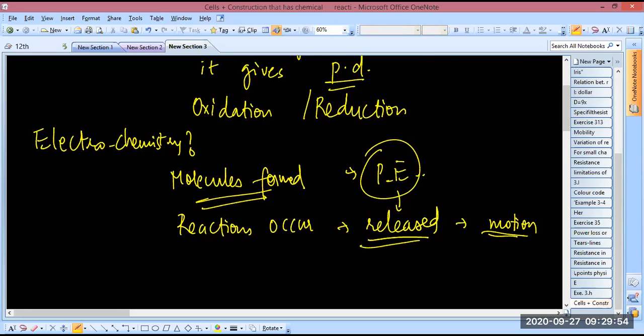The molecule's potential energy, I repeat, the molecule's potential energy, which is in the chemical form, is converted into electrical potential energy. I repeat, the molecule's potential energy, which is due to the atoms in the molecules, the atoms and whatever bonds, all the chemistry side.